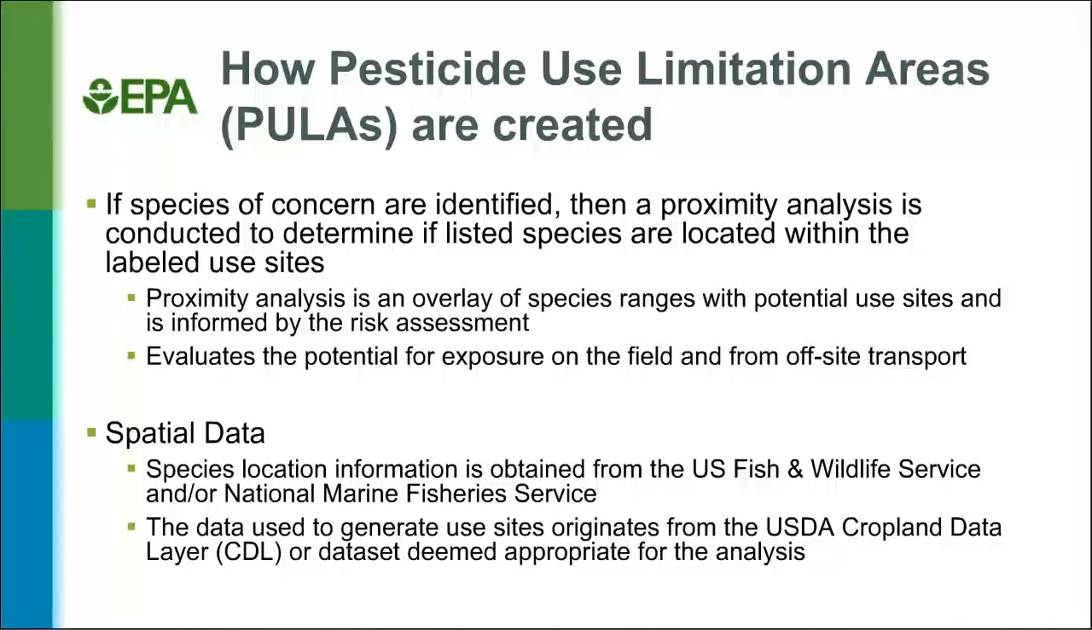In this case, the proximity analysis is an overlay of species ranges with potential use sites and is informed by the risk assessment. It evaluates the potential for exposure on the field and from off-site transport. The data that informs this proximity analysis, well, the species location information is obtained from the U.S. Fish and Wildlife Service and/or the National Marine Fisheries Service, depending on the species in question. That is the data of record for species. The data to generate the use sites originates from the USDA Cropland Data Layer, CDL, or a data set deemed appropriate for the analysis.